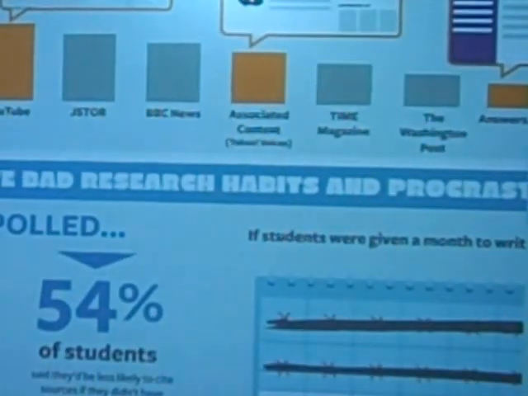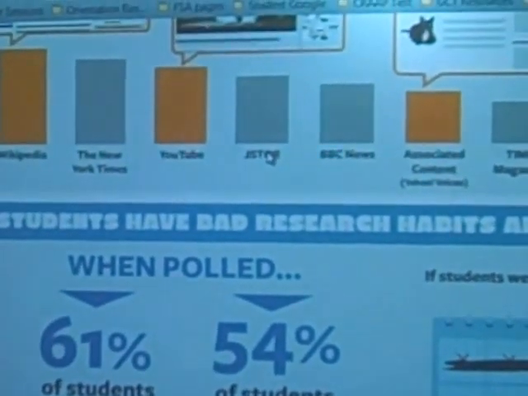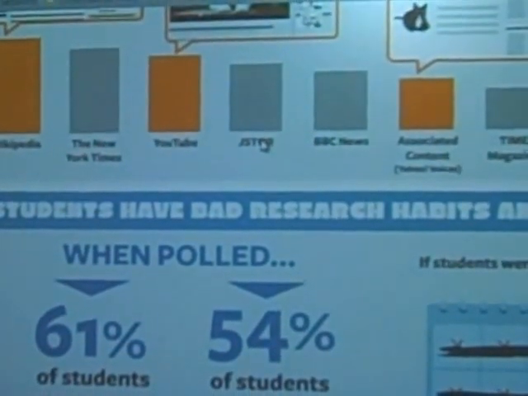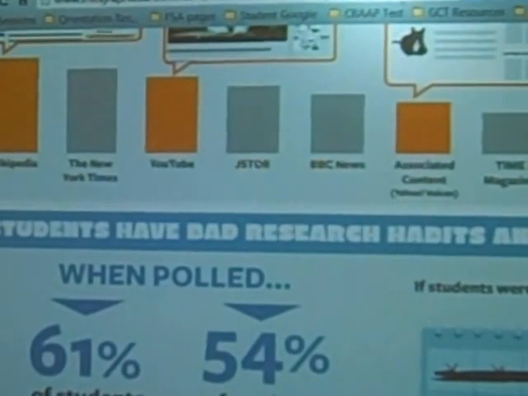So the 10 most cited places are Wikipedia, the New York Times, YouTube, JSTOR, which is a great tool. It's a database. We don't have access to it. You will when you go to high school. And what happens is that they're great places to get information from, but people are, again, forgetting to cite their sources. They're just copying and pasting information. They're taking credit for it. BBC News, Associated Content, Time Magazine, Washington Post, Answers.com.